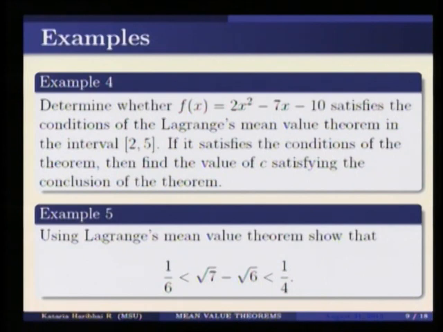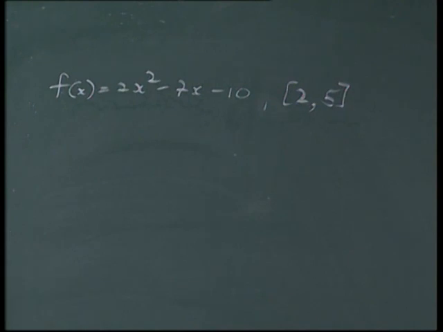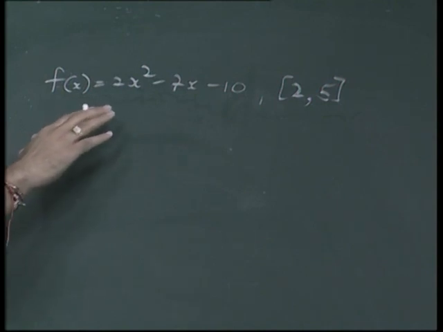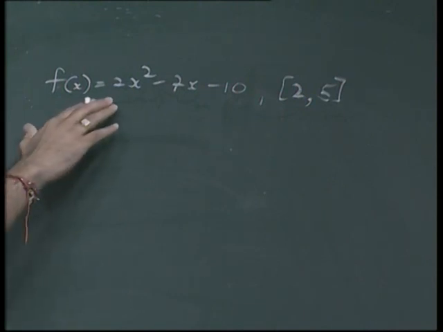So, you can see now the solutions on the board. The first example is f x equals, he will write down, f x is 2x square minus 7x minus 10, and he is considering the interval 2 to 5. So, now you know Lagrange's theorem. That theorem is applicable only when the function satisfies those two conditions. So, here I have considered one function.